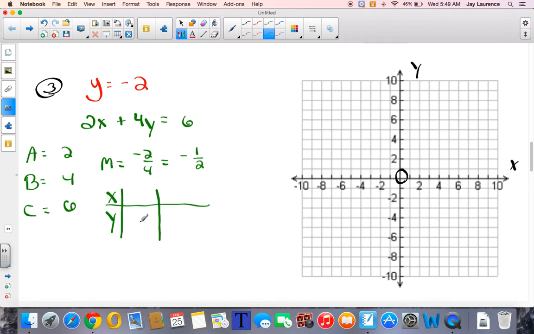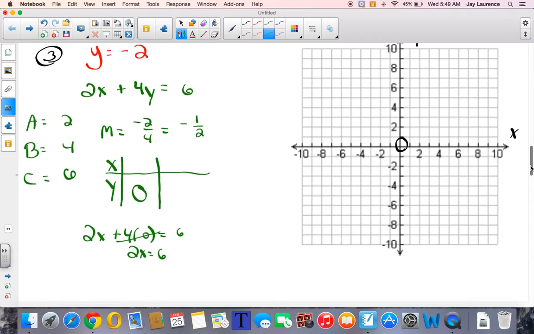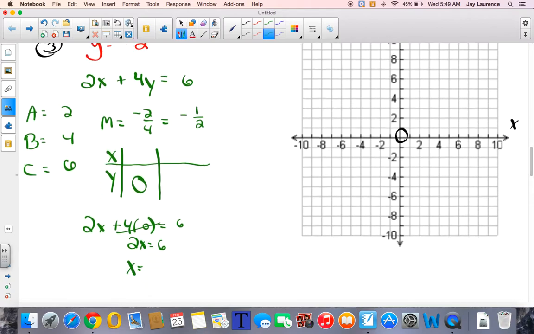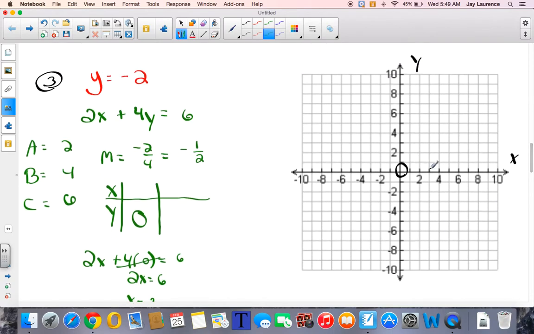So I'm going to make y 0. All right. So I'm going to get 2x plus 4 times 0 equals 6. That'll cancel. I'll get 2x equals 6. And so x is going to equal 3. So my x-intercept is at 3, 0.